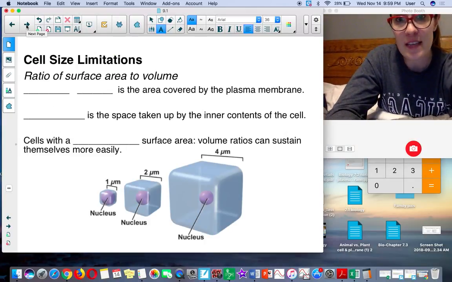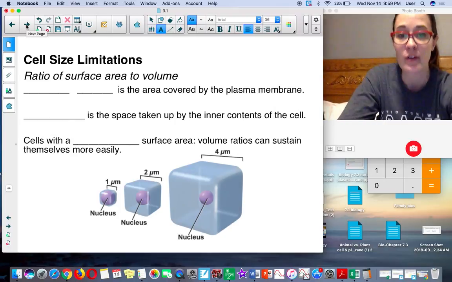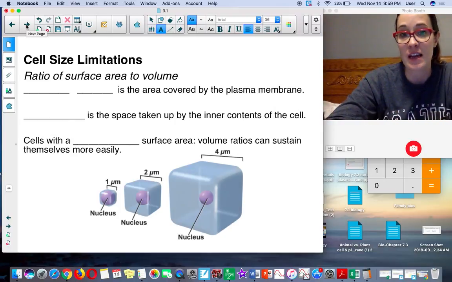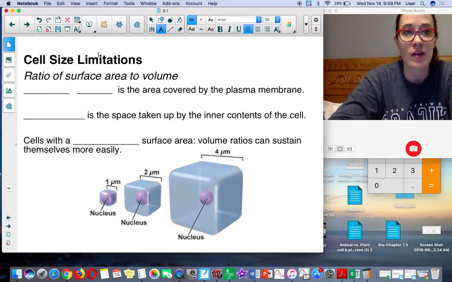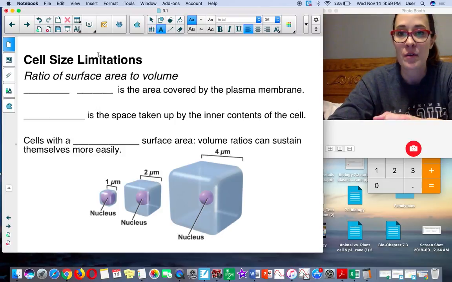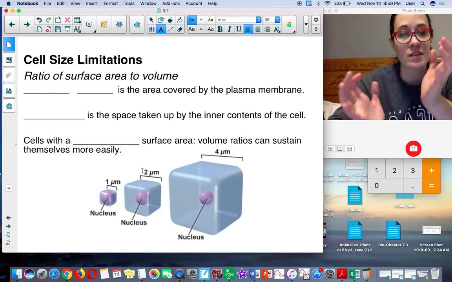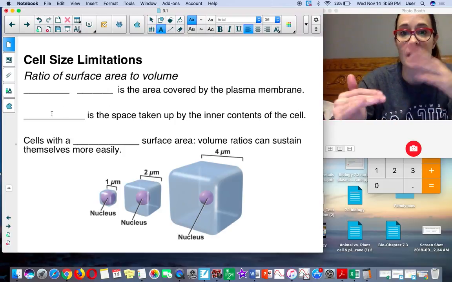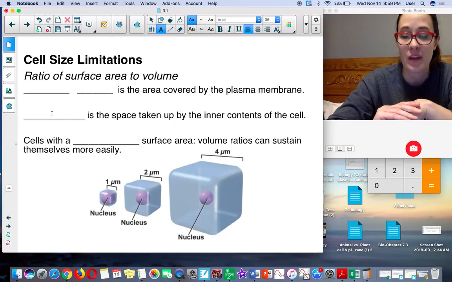So, cells. What you see in the bottom here, we've already talked about the parts of the cell and how cells get things in and out. Now we're going to talk about cell reproduction. So first let's talk about how cells have limits. A term you need to know is called surface area. This is the area covered by the outside of the cell, the plasma membrane. And volume right here is the space taken up in the inner contents of the cell.